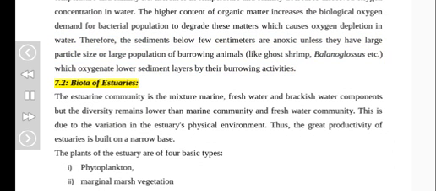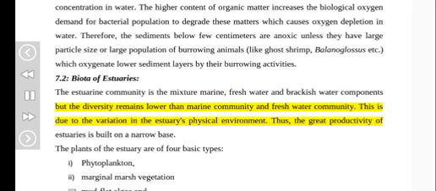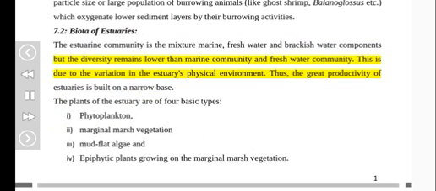7.2. Biota of estuaries. The estuarine community is a mixture of marine, freshwater and brackish water components, but the diversity remains lower than marine community and freshwater community. This is due to the variation in the estuary's physical environment. Thus, the great productivity of estuaries is built on a narrow base.